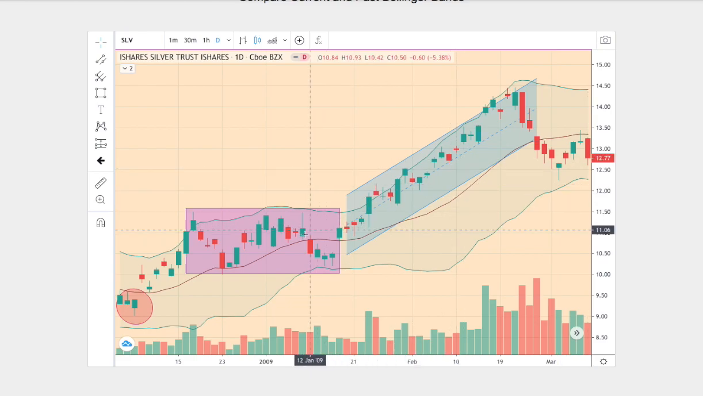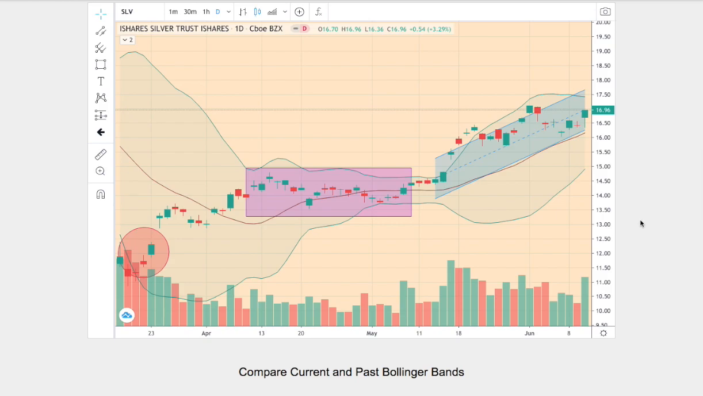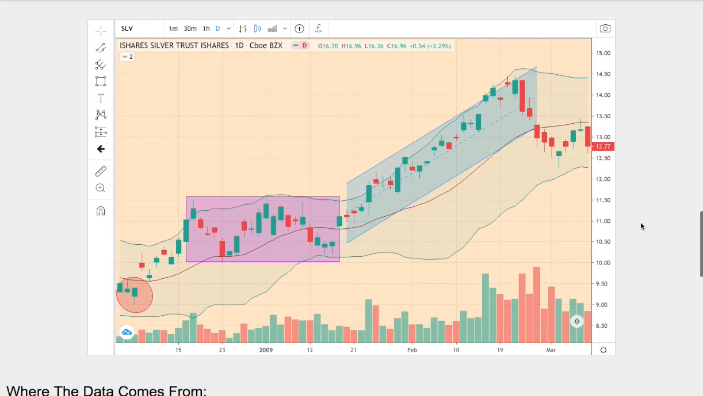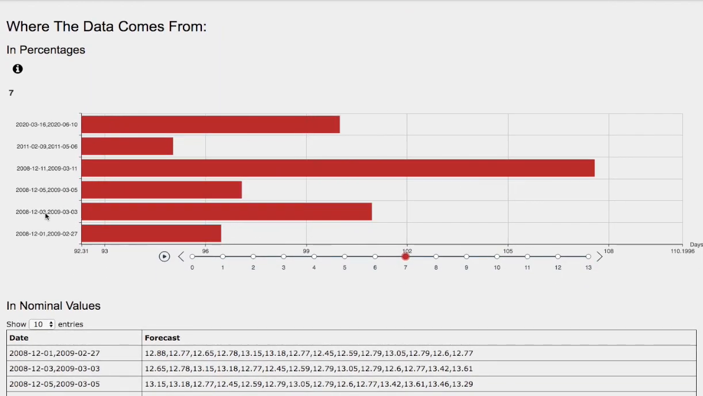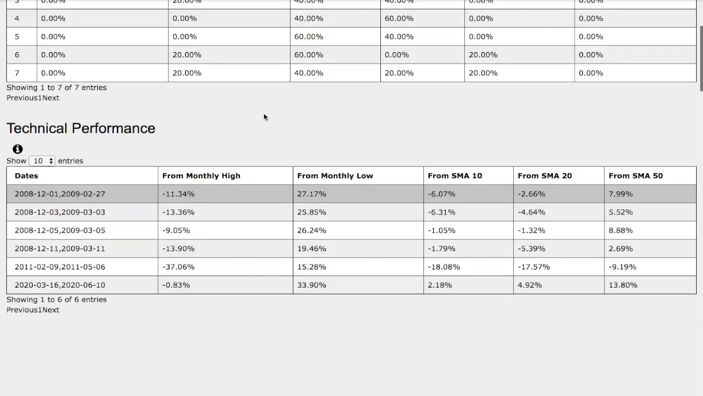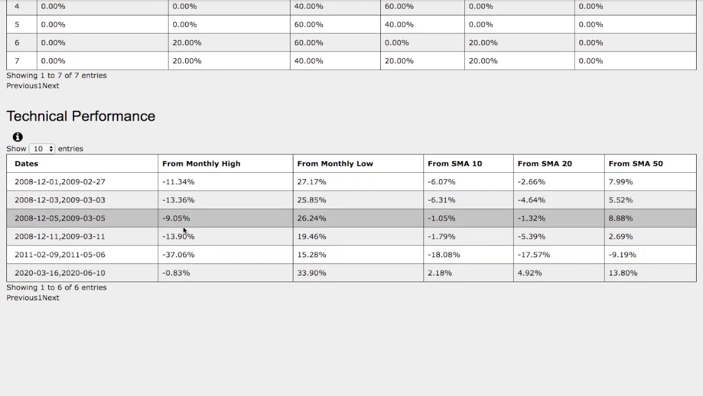So what we have here is 1, 2, 3 points, and we also have 1, 2, 3 points. So there's reason to believe that the trends and patterns are somewhat the same. The outcome and forecast should be fairly the same. So the model that we just examined, again, December 3rd, 2008 to March 3rd, 2009. Back then, silver was up around, say, 97 basis points or 1%. And if we examine the day-by-day probability model, that coincides with this standard deviation, 0 to 4.6%, with a 20% chance around that range. Let's examine closer the technical performance of each model.